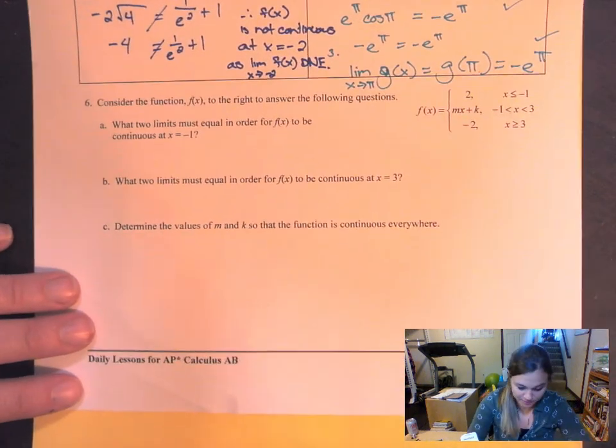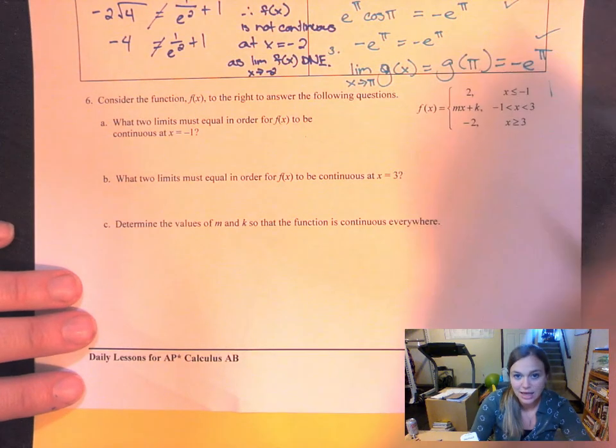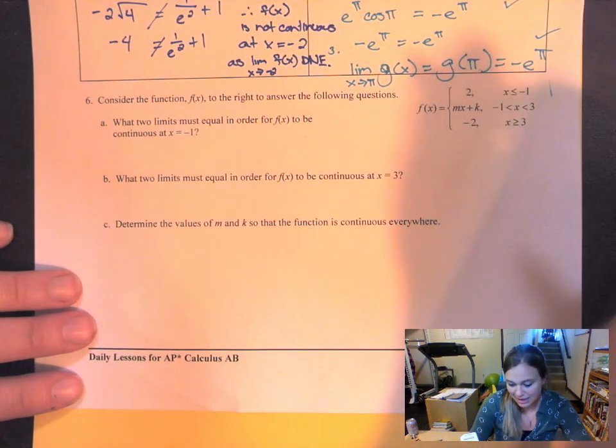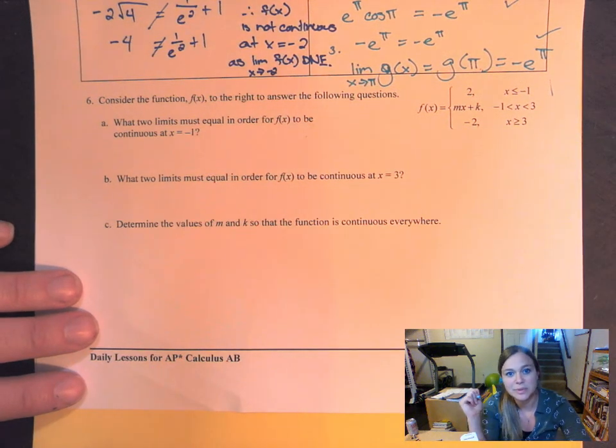Let's do another one. So it says consider this function f of x to the right. And I can see there's an m and a k and an x and some other stuff in here, so it looks a little bit different. It says what two limits must be equal in order for f of x to be continuous at x equals negative 1. So this looks like we are skipping some steps because we don't say the function is defined.